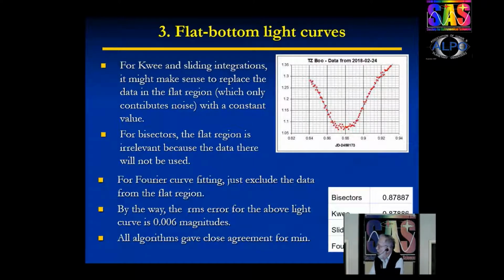If you have any kind of a slope to that, if you had differential extinction and there's a slight error from one side to the other, that has a huge effect on your time of minimum. I mean, it's non-trivial, it's huge. And I'll say more about that in a moment.